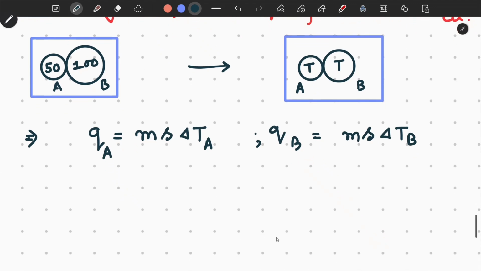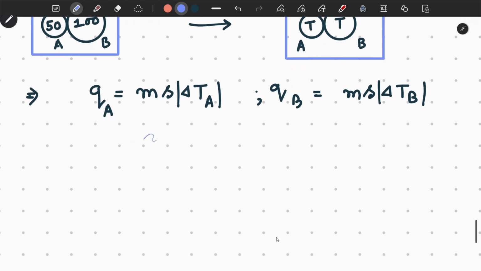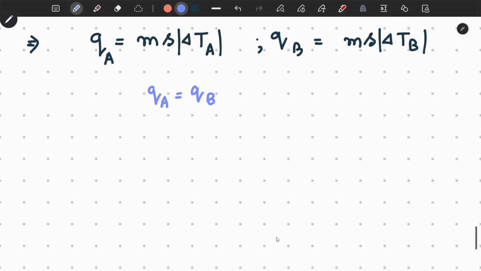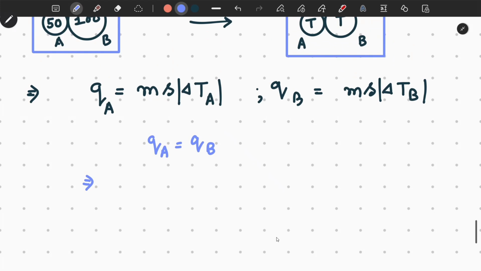Okay. So this is the value, and eventually delta T, you should always consider the mod. This is the best sign. Now obviously QA equals QB. So you can write it. You see the mass is different, so this will be mass A, mass B. And S will be the same because both are copper.